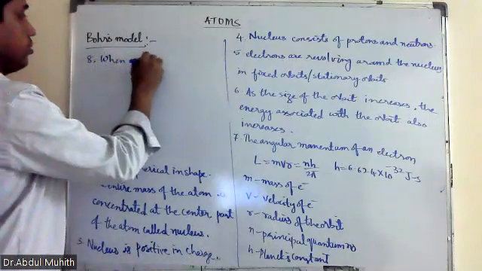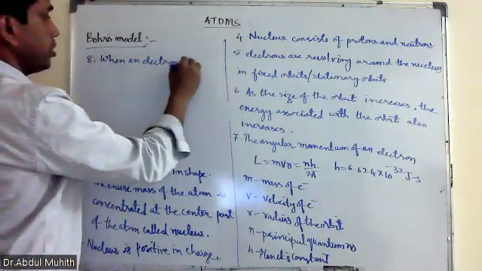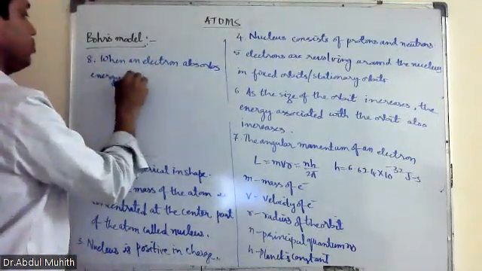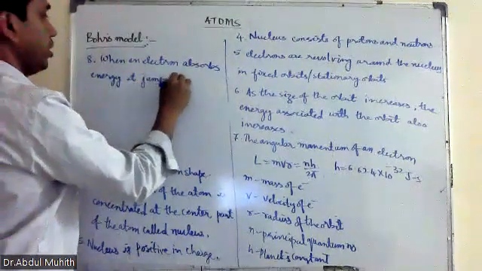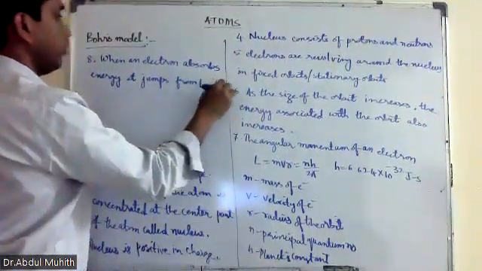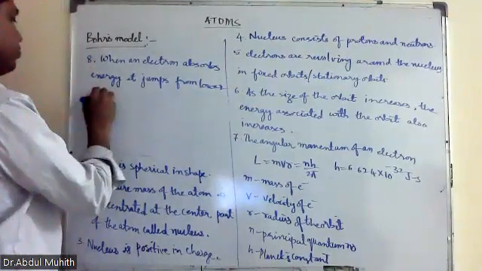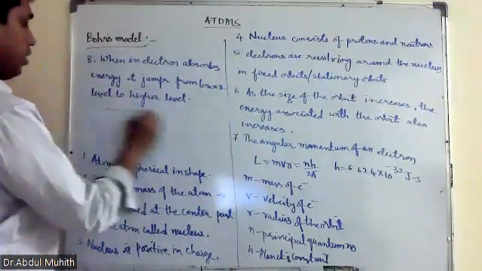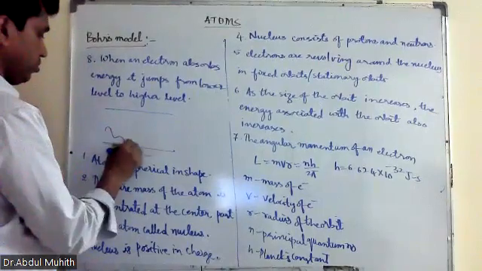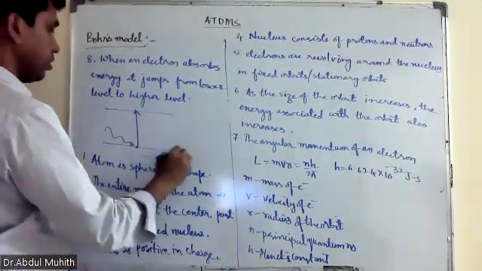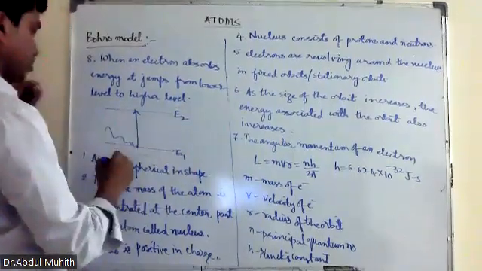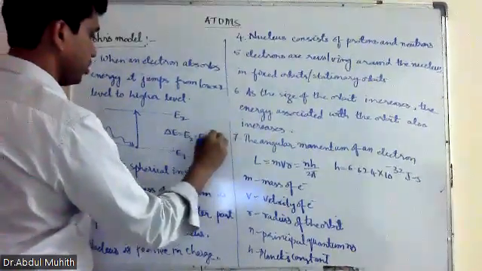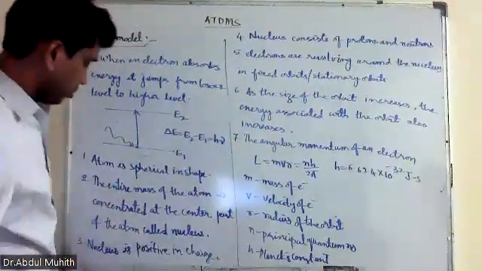When an electron absorbs energy, it jumps from a lower level to a higher level. So like this, this is E1, this is E2. So we have delta E equal to E2 minus E1, which is equal to h nu.